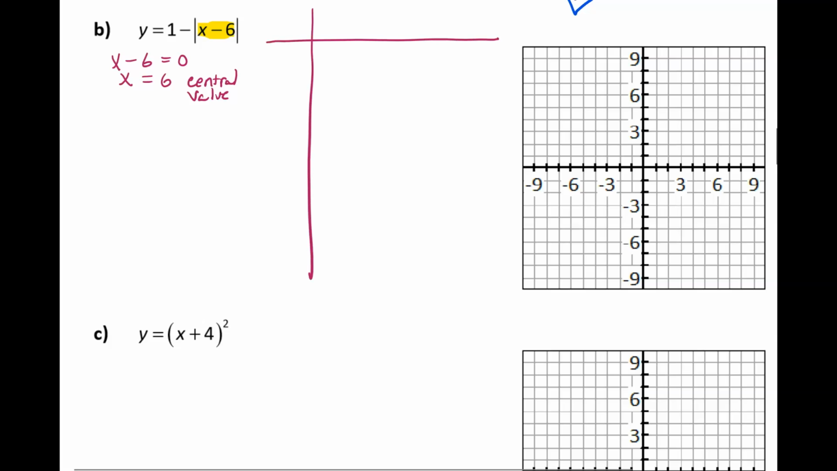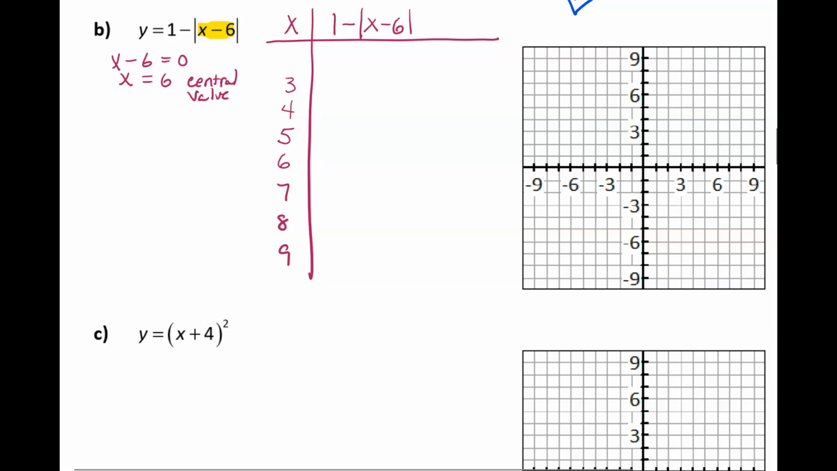So let's use 6 in the center, and then we'll use some smaller values, 5, 4, 3. That should probably be enough. 7, 8, 9. Hopefully that will be enough. All right, and then the y values are equal to 1 minus the absolute value of x minus 6.